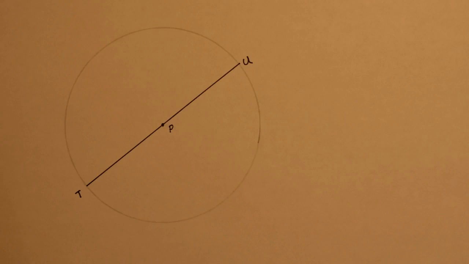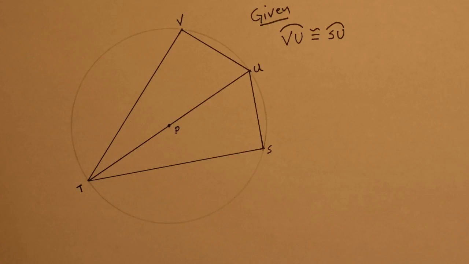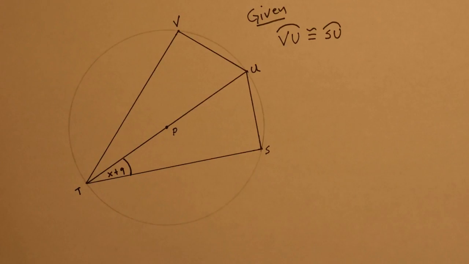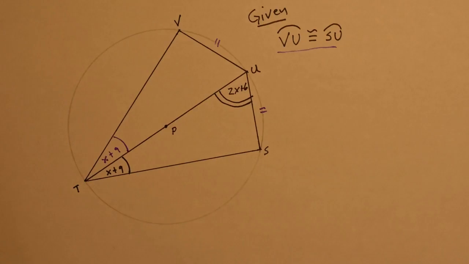Next example. Let's say we have circle P, we have a diameter TU, and we've got these points V and S. And let's say we're given that arc VU is congruent to SU, angle UTS is x plus 9, and angle SUT is 2x plus 16. Let's say we want to solve for all of the missing angles. Well, we know we've got these congruent arcs, and both of those arcs are intercepted by either STU or UTV. So therefore, those two angles are congruent.